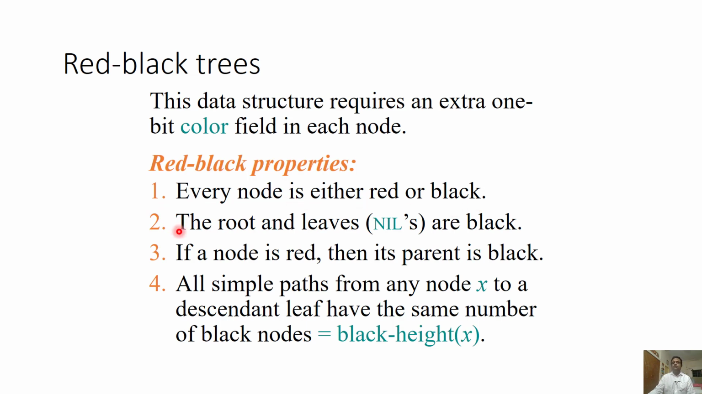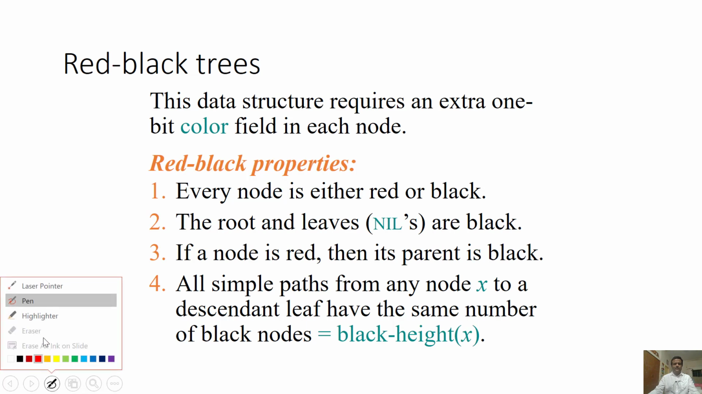Now, the root node is black, and the leaves are basically our nils. We will see how the nils come about. So, the root is black and the nils are also black, and this property says that if a node is red, then its parent must be black. So, in this tree, if we have a red node, then the parent has to be black. So, that is one property.